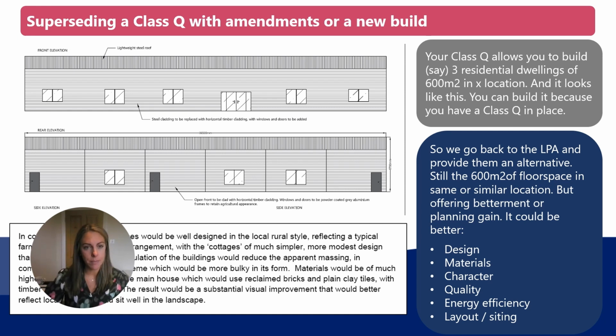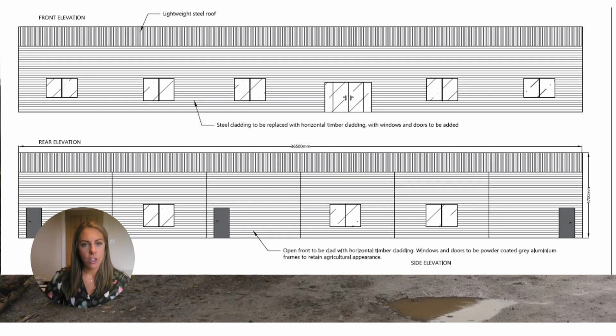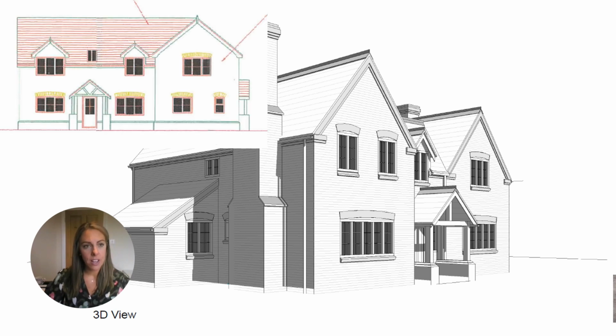To follow on with this example, this was the original building that we got the Class Q for. You've already seen the drawings, so not very inspiring. And this is what we got permission for instead. We applied for a house and 2 farm workers' cottages in a semi-detached configuration. And as you can see, it is completely different. It doesn't even look like a barn anymore. We have just applied for a house, and a much nicer house at that.